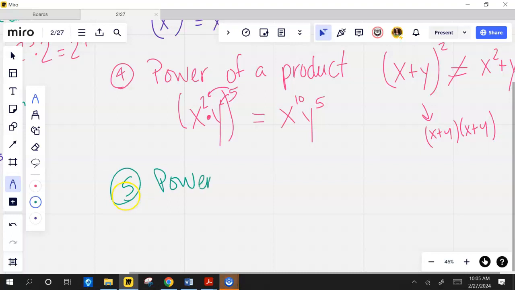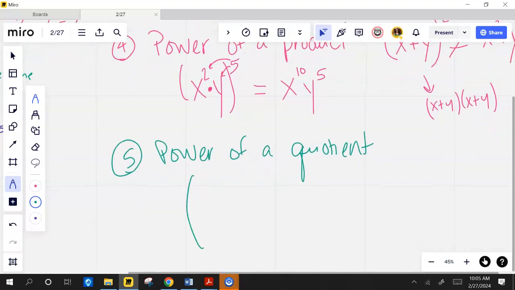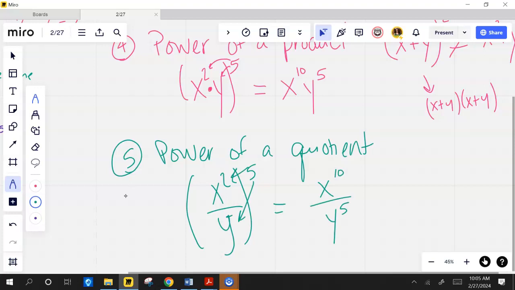This one kind of goes hand in hand. I've got power of a product. Now I'm going to do power of a, can you guess? Quotient. That means if I am dividing inside the parentheses, so same thing, but I'm dividing, just like multiplication, I can distribute that to both the top and the bottom. But again, be very, very careful because it only works when you're multiplying and dividing and not when you are adding or subtracting.